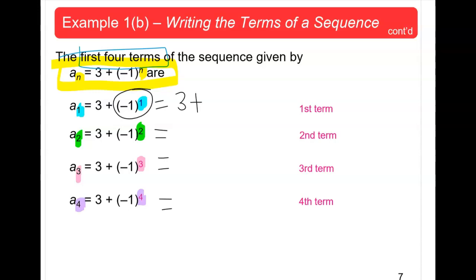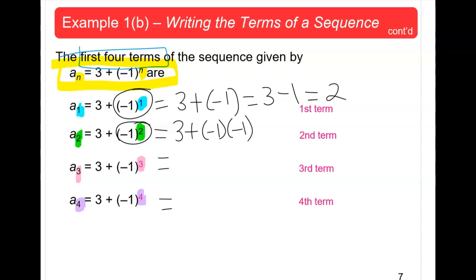So now we say -1 to the power 1 is just simply -1. So this addition of 3 plus -1 is the same as saying 3 minus 1, which is 2. For the next one, we write the 3 first so we don't forget about it. And then -1 squared is going to be -1 times -1. So remember that when you multiply two negative numbers, the product will be positive. So this becomes 3 plus 1, which is 4.